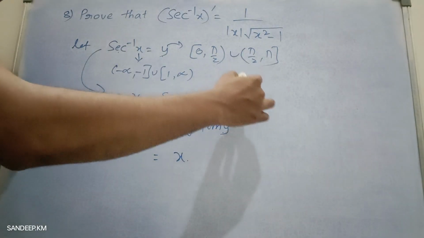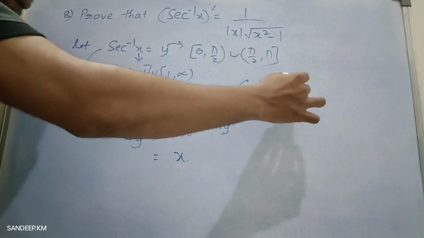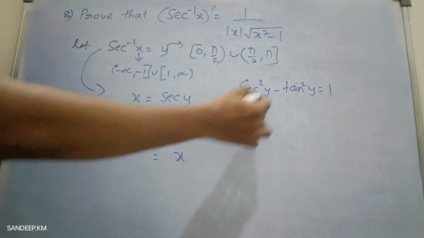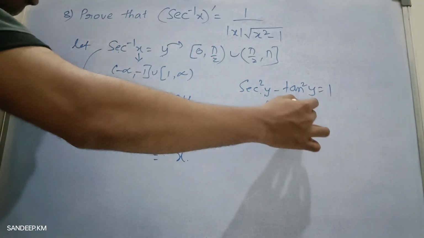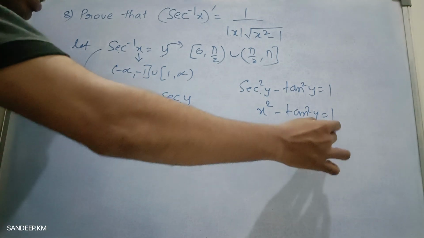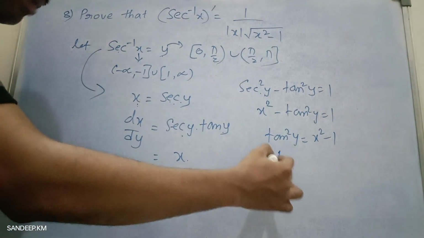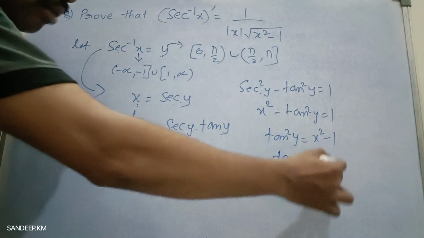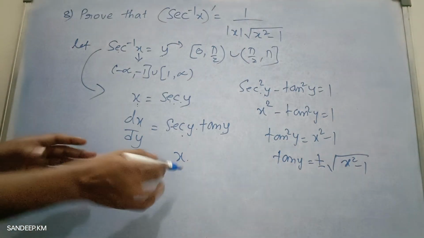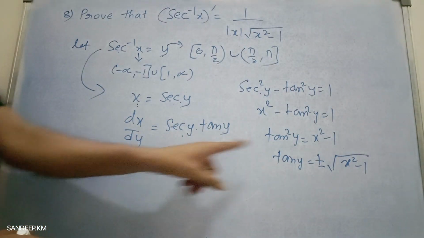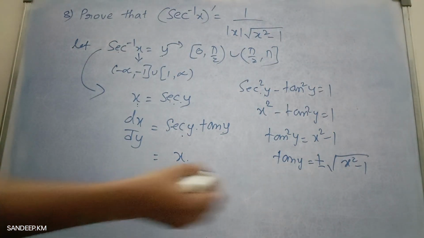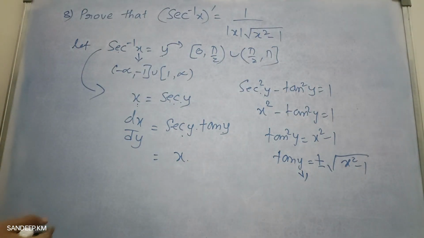If secant y is x, dear students, secant square y minus tan square y is equal to 1. So secant y is x, right? So this is x square minus tan square y equal to 1. So from here you will get tan square y is equal to x square minus 1, and tan y is plus or minus root over x square minus 1. The thing is, I should not simply write plus or minus. I should choose either plus or minus. How to choose it? It depends on which quadrant y lies. Come back to this.